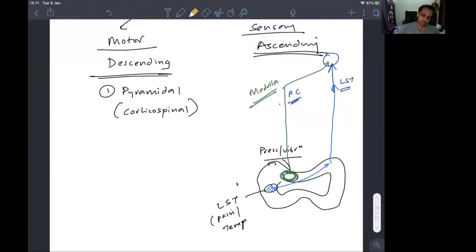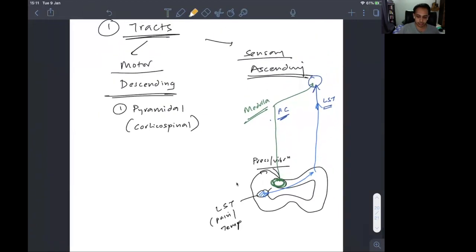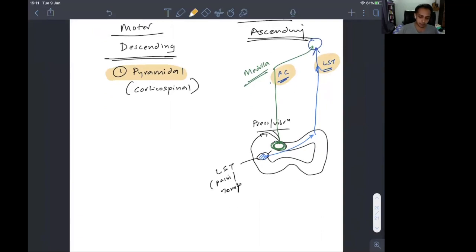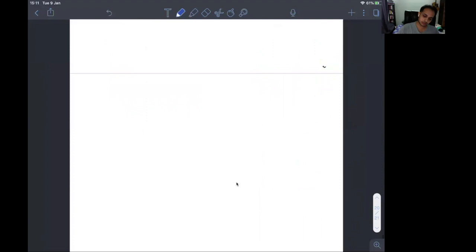So this leaves us with three basic tracts to discuss. One is the descending pyramidal tract, one is the ascending posterior column, and one is the ascending lateral spinothalamic, or rather the spinothalamic tracts. Okay, so now let's look at the pyramidal tract first.